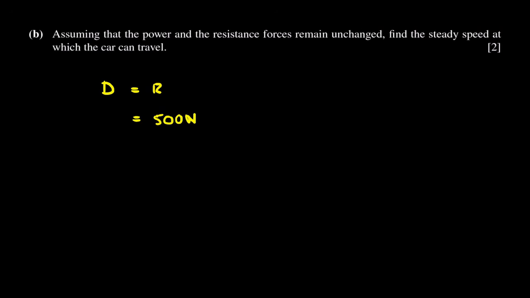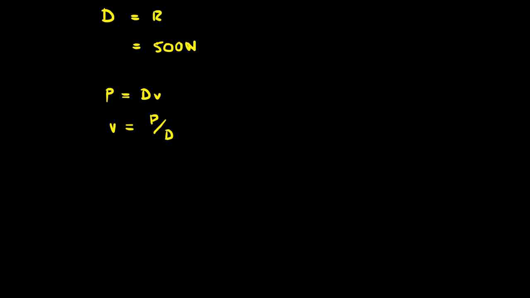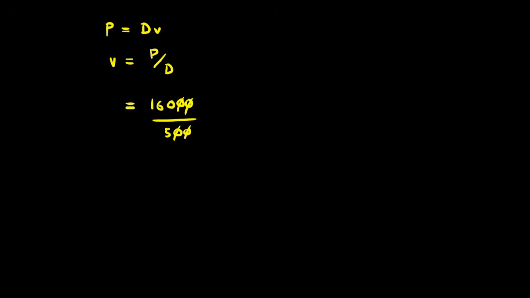Okay, so then, again, we're going to use the formula P is equal to the driving force times the velocity. I'm going to rearrange that, so velocity is equal to power divided by the driving force. The power is 16,000 because it remains unchanged, and this driving force is going to be 500. Again, we can chop, so we've got 160 divided by 5. We can divide by 10 and times by 2. That's going to give us 32 meters per second. Okay, so that's the answer for part B.